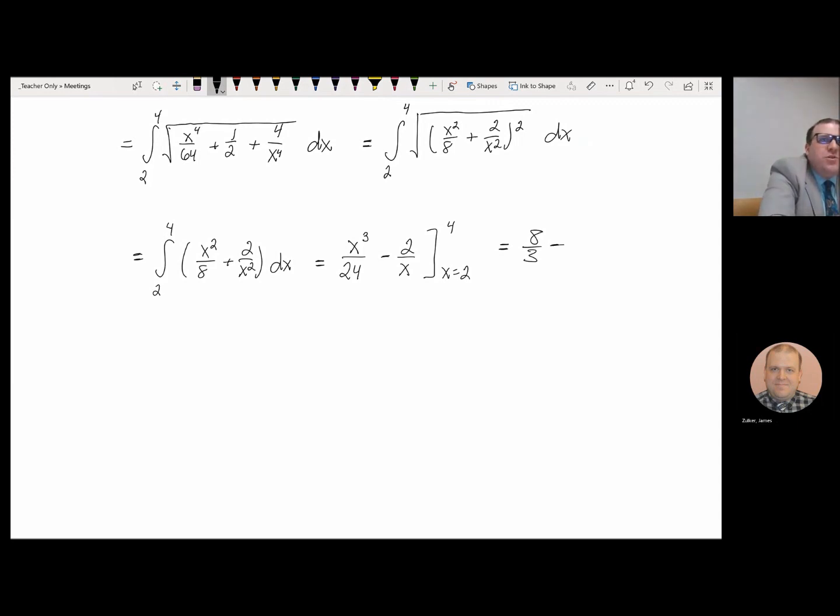Two cubed over 24. Well, that's just going to be easy to do. That's 8 over 24, which is a third. Then minus 2 over 4. Plus 2 over 2. Seven thirds minus a half plus 1. Common denominator is 6. That's going to be what? 14 minus 3 is 11. Plus 6 is 17. Arc length is 17 over 6.